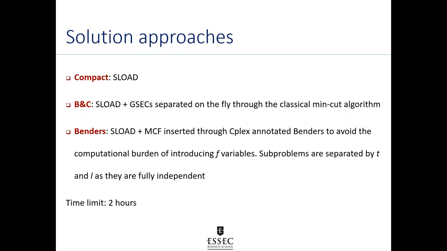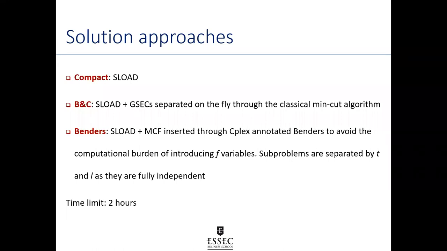The first one is just giving to CPLEX the compact formulation, that is the standard flow formulation. Just the standard flow without the connectivity constraint, the multi-commodity flow, because in that case the variables are too many. It's still polynomial, but the variables are too many, so you cannot use this formulation as it is. So we just use the standard flow formulation and we give it to CPLEX.